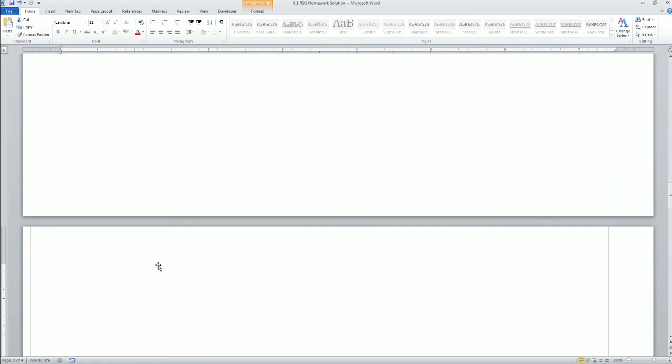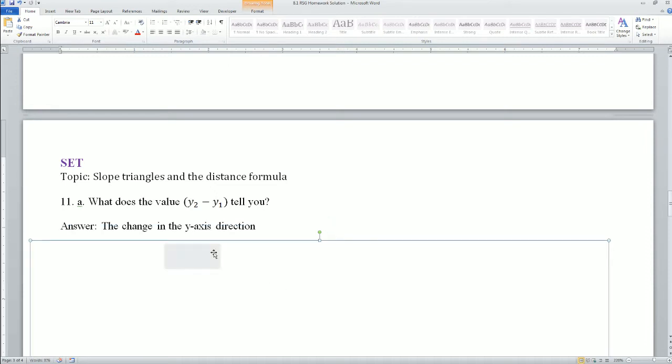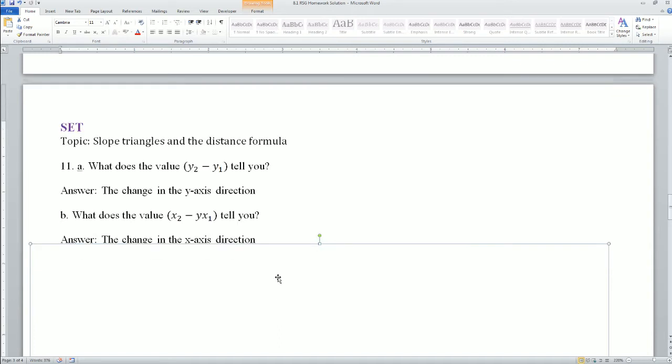Alright, let's look at the set part. What does the value y2 minus y1 tell you? Again, that tells you the change in the y direction. What does x2 minus x1 tell you? That would be your change in the x direction.